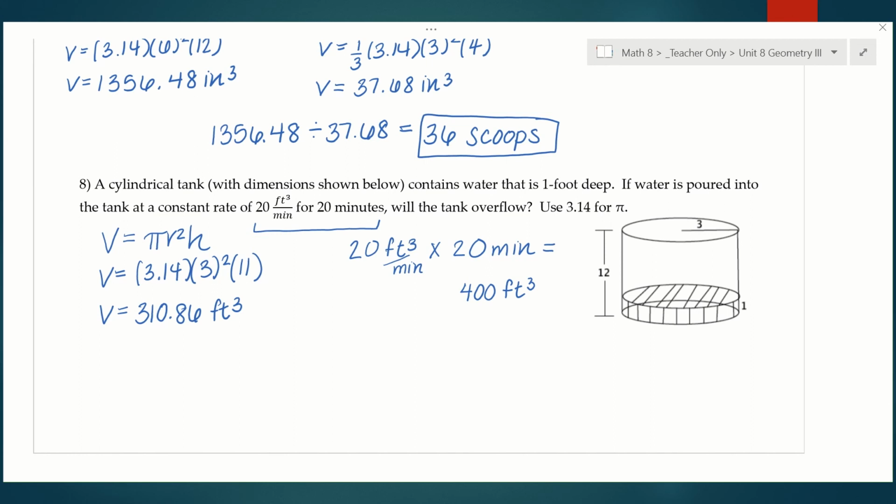Well, is there enough room for 400 cubic feet? No, there was only room for 310.86 cubic feet. So is the tank going to overflow? Absolutely. Yes. It will overflow.